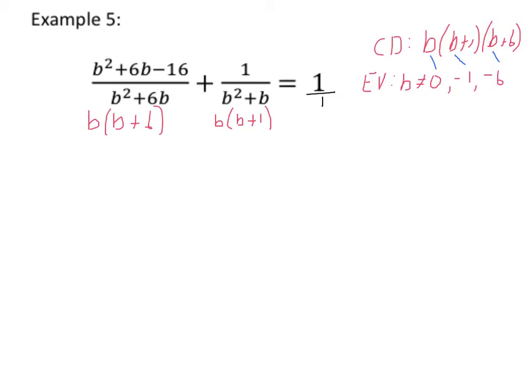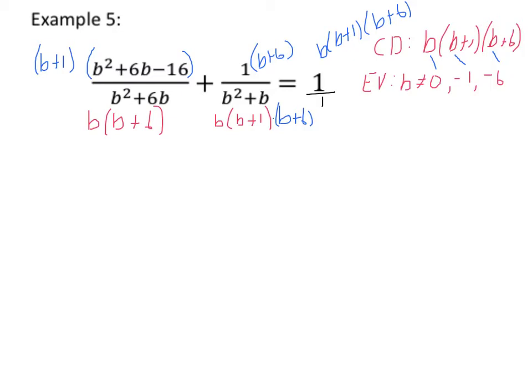Now our first one has a b plus 6, so it needs a b plus 1. Knowing, of course, that you have to distribute a binomial into a trinomial, which is going to be a little bit of work, but we'll deal with that when the time comes. The second fraction needs a b plus 6, and the last one needs everything. So b plus 1, b plus 6.